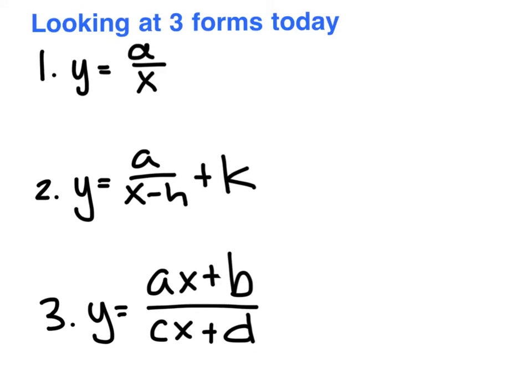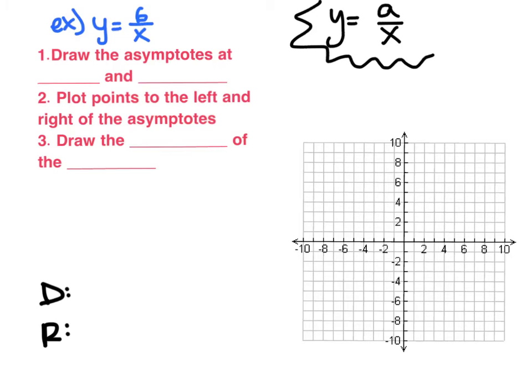Alright, we're going to look at 3 different forms of this today. y equals a over x, which is very close to the parent function. The parent function would just be setting a equal to 1. Then we're going to look at if you have a over x minus h and then plus a number on the outside. And then finally, if you just have ax plus b over cx plus d. Alright, so the first form that we're going to look at is y equals a over x. So here I have an example of y equals 6 over x.